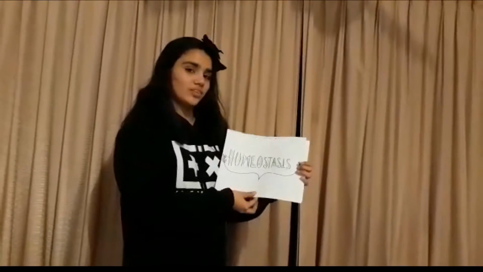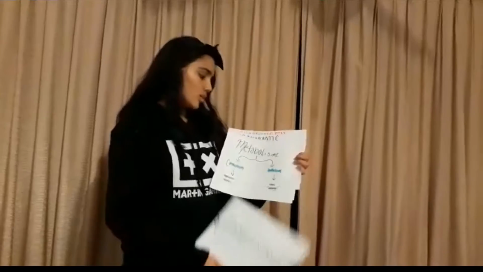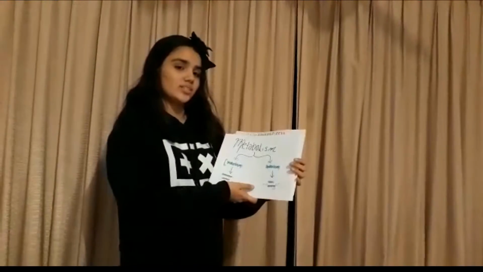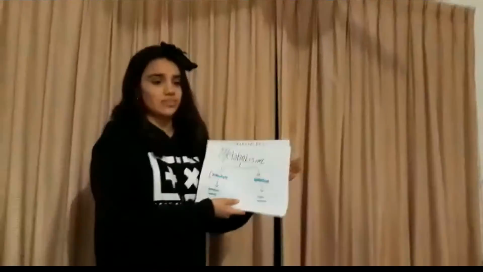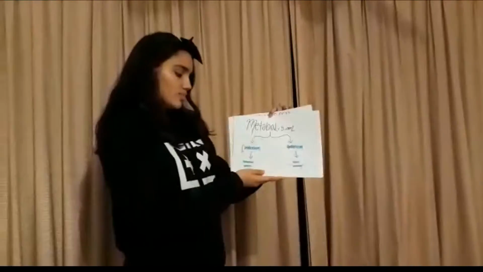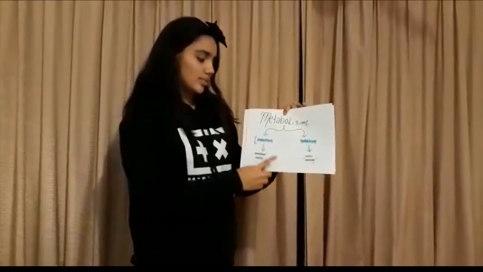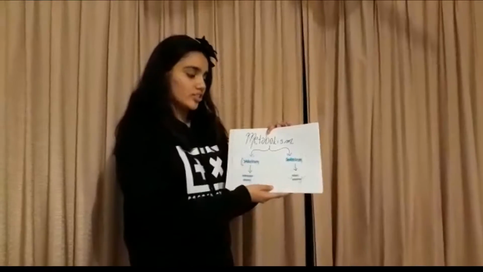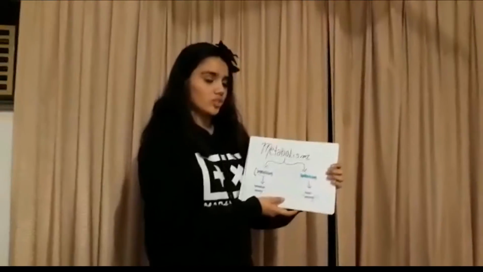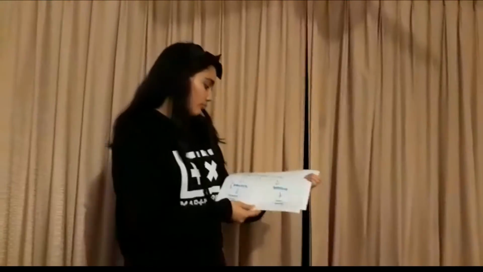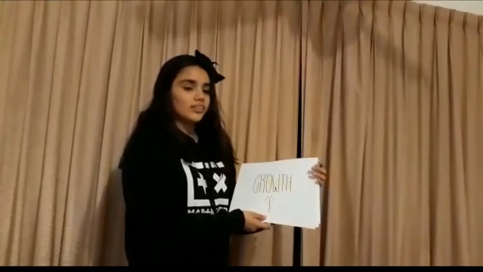All living things have homeostasis. All living things have metabolism, and there are two different types of metabolism: catabolism and anabolism. In catabolism, we release energy, and in anabolism, we use energy. All living things grow.